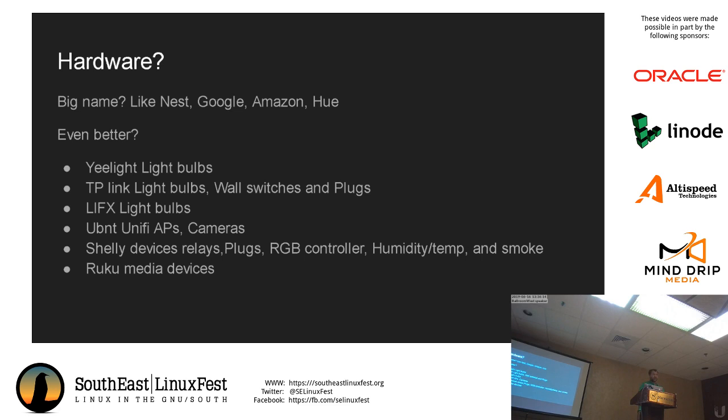So if you bought a Nest device like I have, it will disappear out of Home Assistant because Google decided to discontinue the API. What is even better than these big brands? And I'll list some of them. There are the light bulbs. These are generally Wi-Fi devices, so you don't have to deal with Zigbee or Z-Wave. There's no bridge required. They connect directly to your Wi-Fi. They have local access, so they have some type of local API on them, so they don't require a cloud connection.